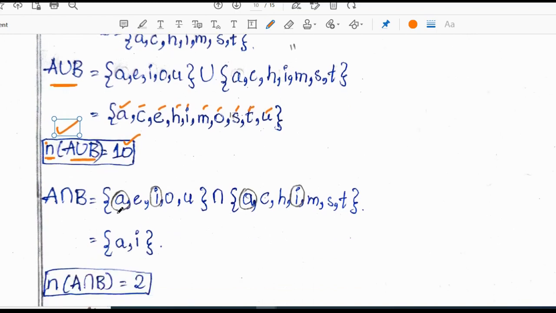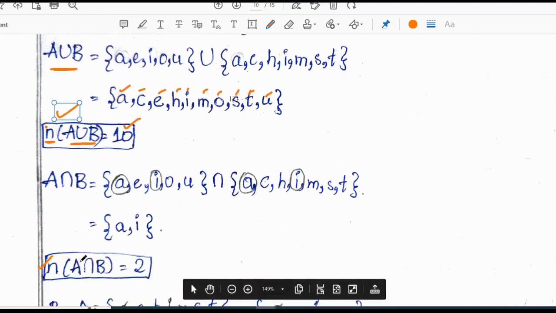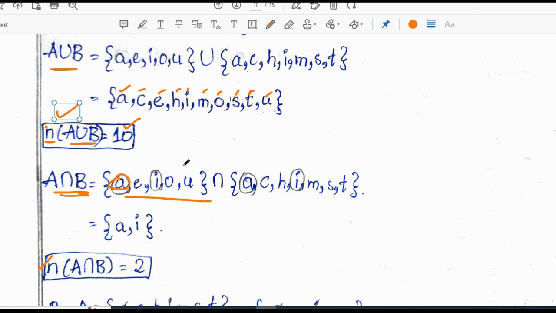So which is 10. A number of elements in A intersection B is also asked in the question. So to find the number of elements in A intersection B, first we have to find A intersection B. So the common elements in both the sets are A and I.